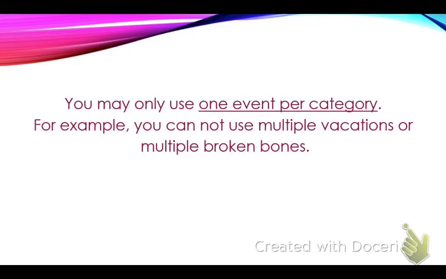Okay? A few other things. You may only use one event per category. For example, you cannot use that you went on multiple vacations or that you had multiple different broken bones, okay? You don't want to say either, when I was 1, my sister was born. When I was 3, my brother was born. When I was 4, my cousin was born, okay? Why? Because that's not very interesting. On this, we want to find lots of different new and interesting facts about you, so you cannot use multiple things from the same category, just one event per category.